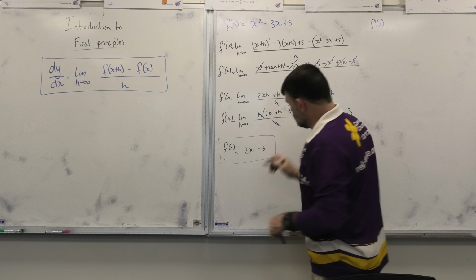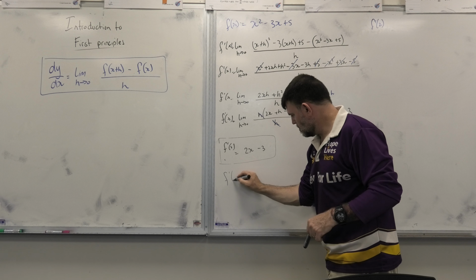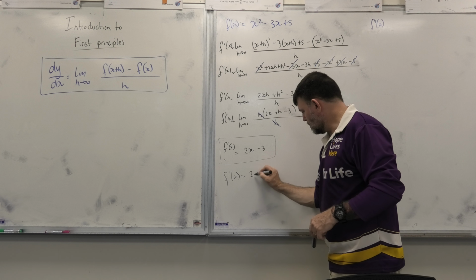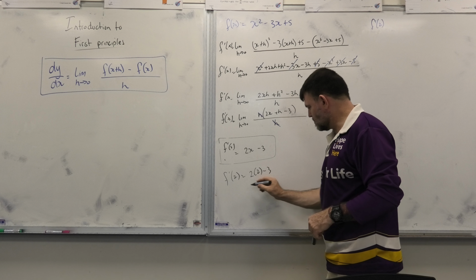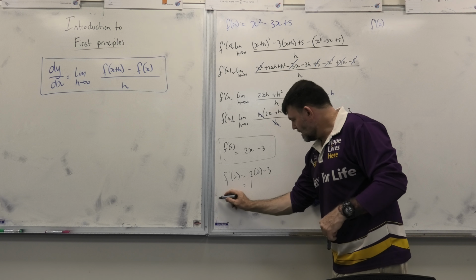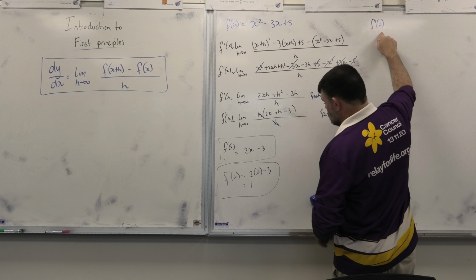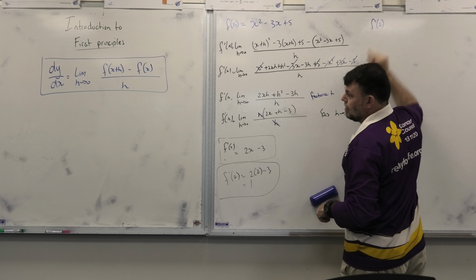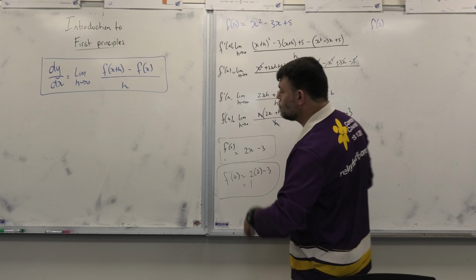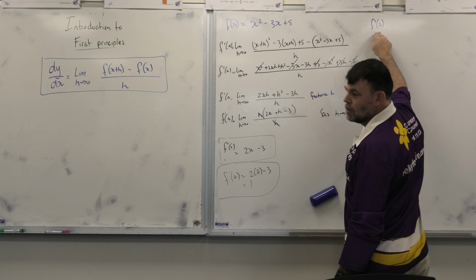So if I substituted 2 into this, I would get 2 times 2 minus 3, so I get 4 minus 3. The answer, or the gradient, when x equals 2, is 1. And that's what it's basically saying: what is the gradient at an exact point on that curve?